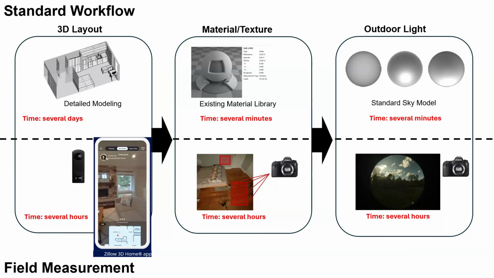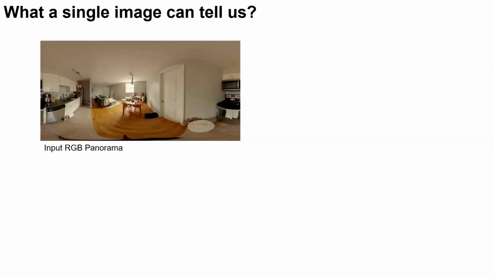We need to go back and forth. It's time-consuming and also needs manual modeling. Maybe it's not that efficient if we want to deal with millions of homes. So now we started to think what a single image can tell us.